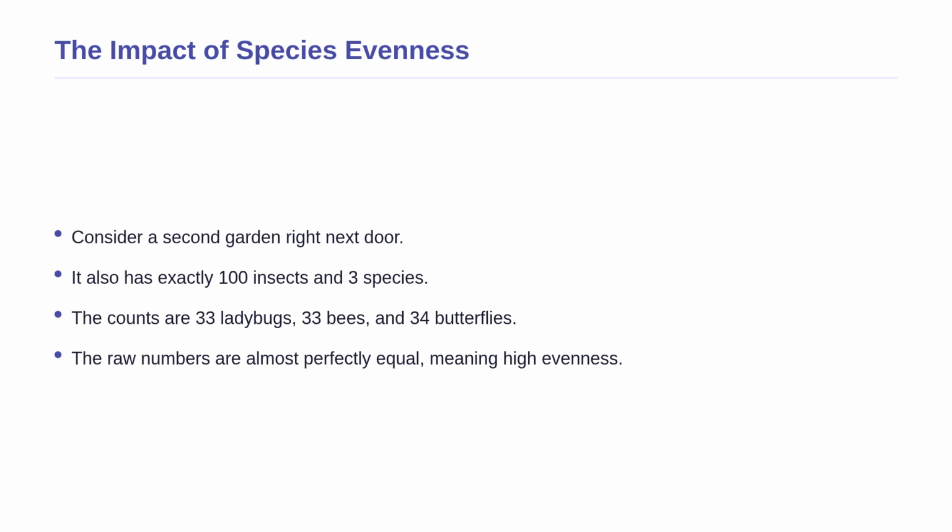However, this time you count 33 ladybugs, 33 bees, and 34 butterflies. Because these raw numbers are almost perfectly equal, this community has extremely high species evenness. This is a stark contrast to the first garden, where the ladybugs heavily dominated the population. Let us see how this high evenness changes our mathematical diversity score.